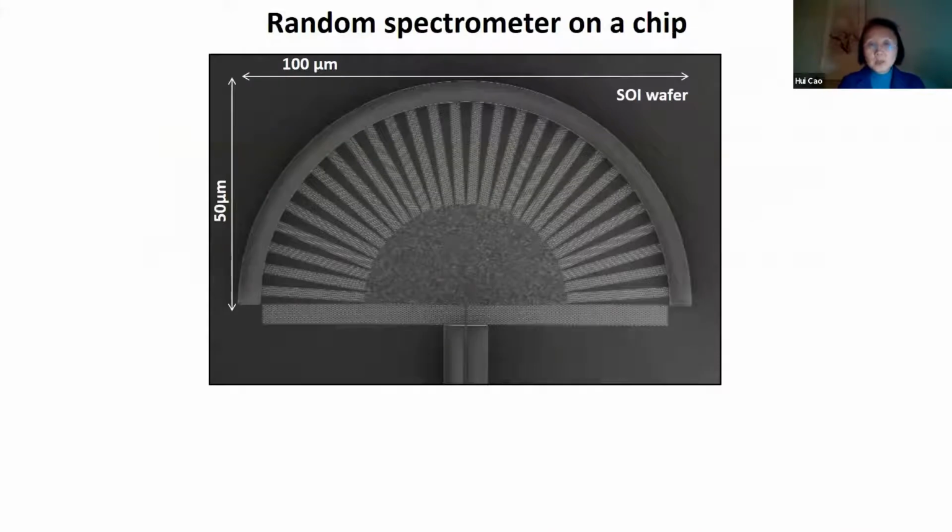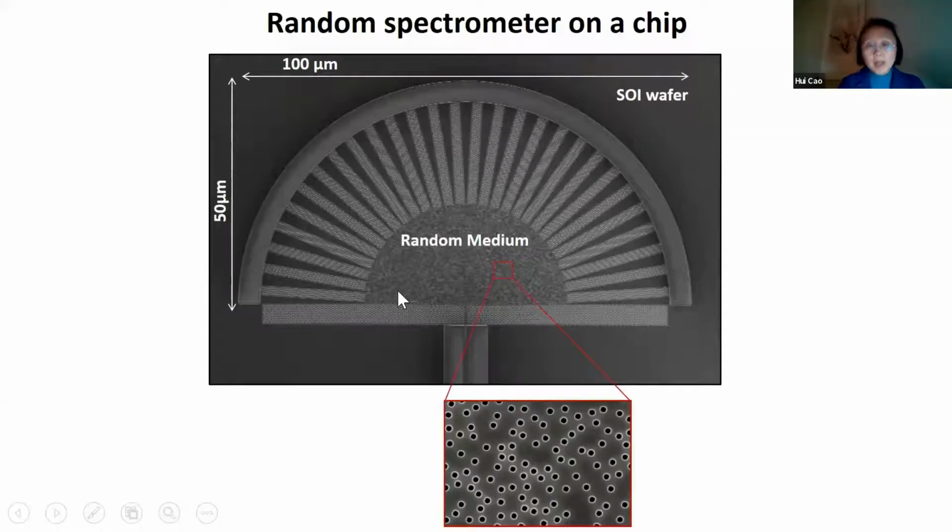In order to do this, we actually make a random spectrometer on a chip. This is made on a silicon-on-insulator wafer. This basically shows our structure. In the center, we have this half circle. We etch a random array of air holes into the silicon, so they serve as scatterers. And then we have light coming in from the center of the base.